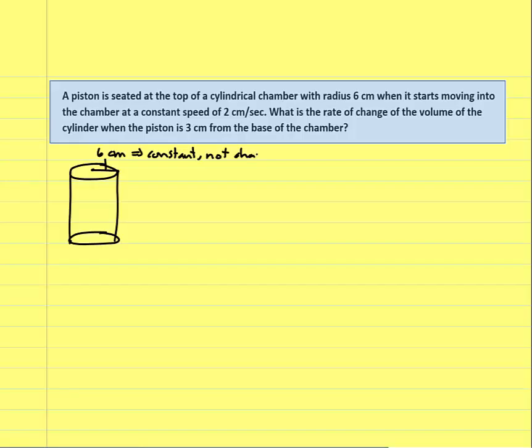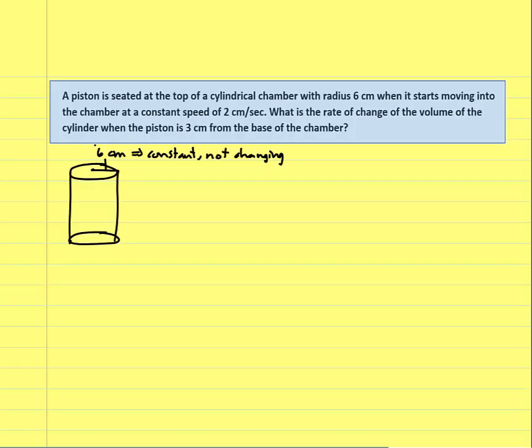Now other things will change, but that radius doesn't change for this example. It says with radius 6 centimeters, when it starts moving into the chamber at a constant speed, so the speed is even constant here. So another one that we can talk about is the change in height basically over time. So we're looking at changing at a constant speed.